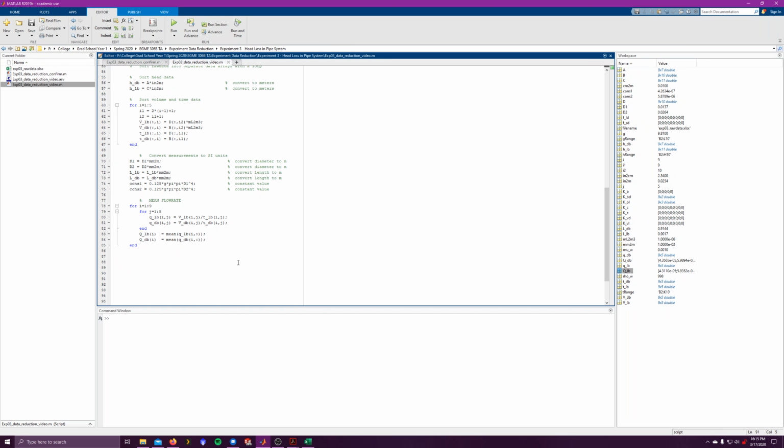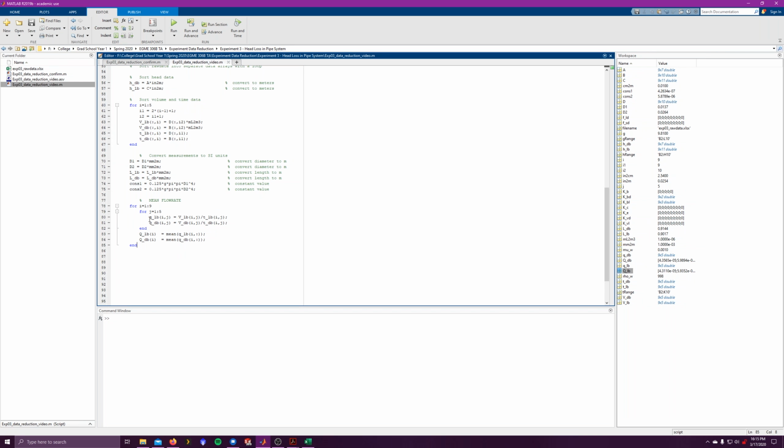Okay, so now we're ready to get started on our calculations. The first one we're going to do is find the mean flow rate. So we want to find the mean flow rate for all of the 9 settings that we had on the rotometer. And for each of those 9 settings of the rotometer, we did 5 runs to find the flow rate.